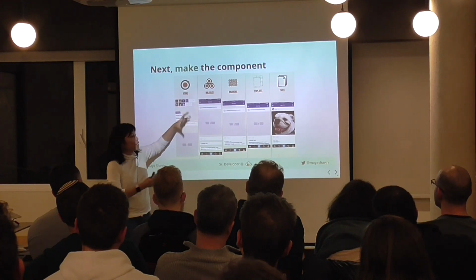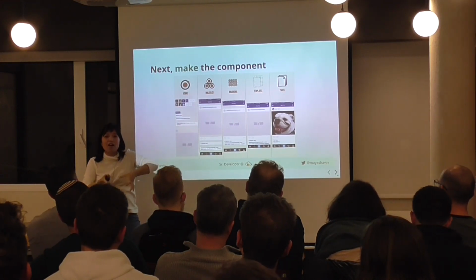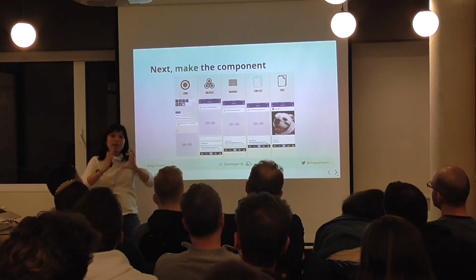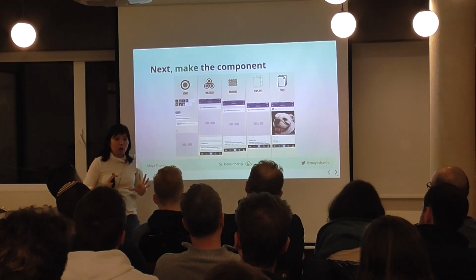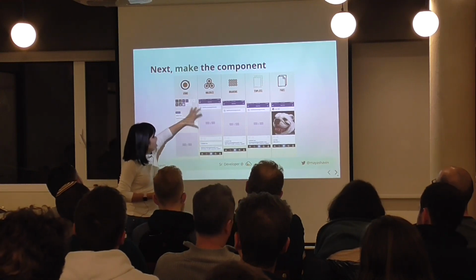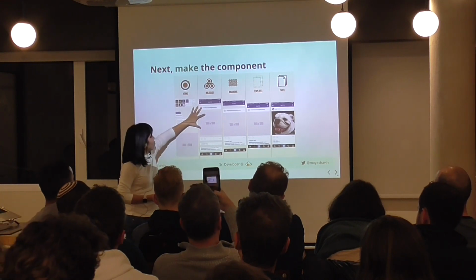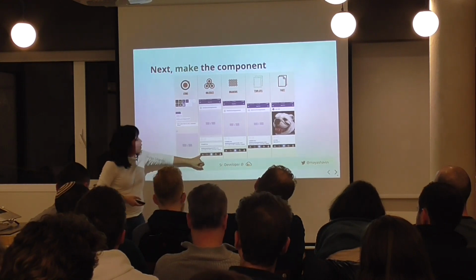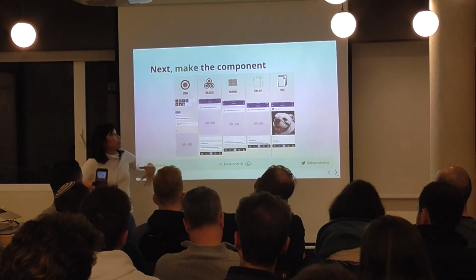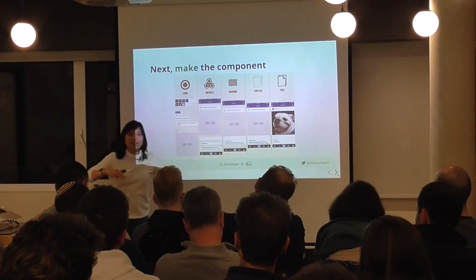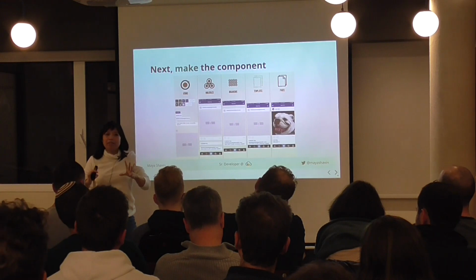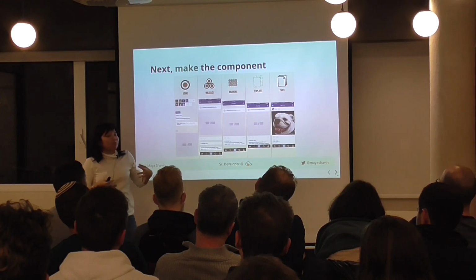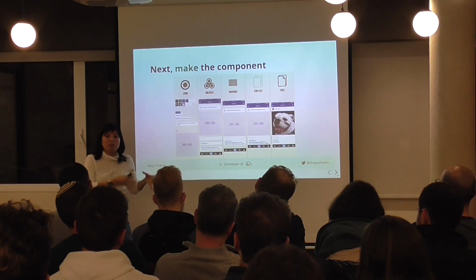Building the molecules means you take a combination of several atoms in order to create a bigger component, but it's still not the full component. For example, in this one you have the photo, the icon, the image, and the bar here. And then from there you create an organism. An organism is more complex, like a product card. Product card is one type of organism.